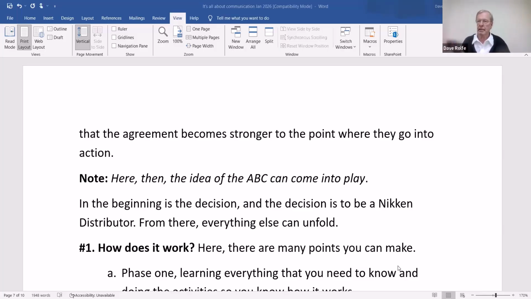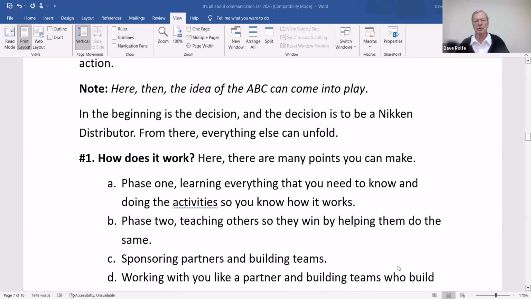Your job is to get them to that point. Anyway, we'll cover that in another call when we get into prospecting, which will probably be next week. In the beginning is the decision, and the decision is to be a unique and distributor. From there, everything else can unfold.